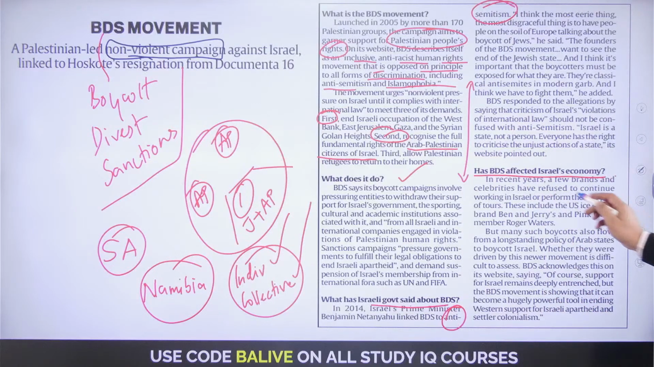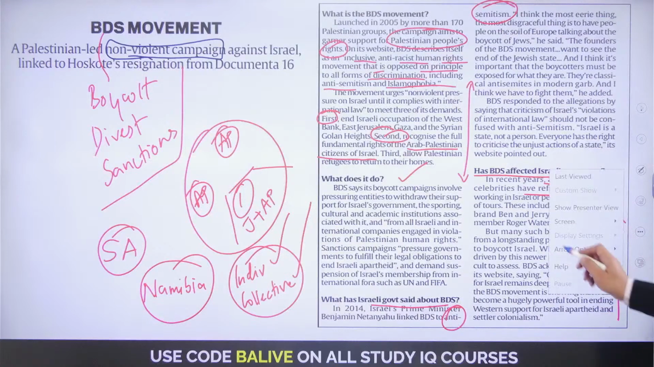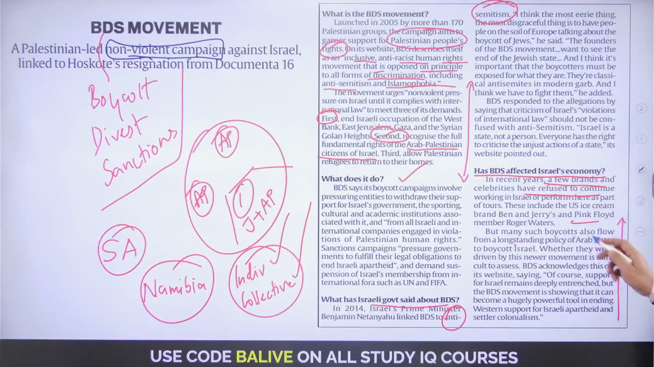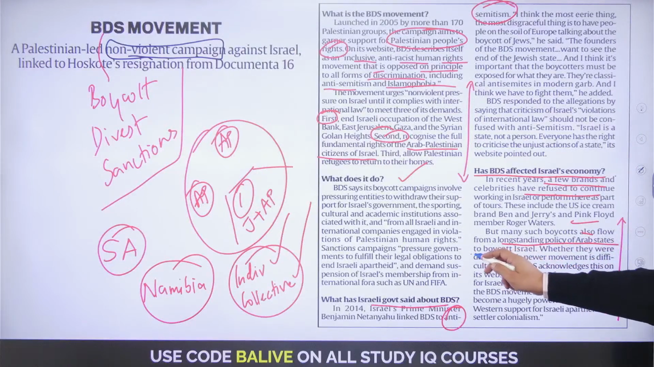They have gone ahead, and a few brands and celebrities have refused to continue to work in Israel or work with Israeli firms. Yes, you're looking at ice cream brands, Pink Floyd. Yes, you must be aware of Pink Floyd. It's a popular band, right? One of the best songs ever has been written by Pink Floyd. So now what happens? Because of these boycotts, you are finding that this is a product of a long-standing policy of Arab states to boycott Israel.